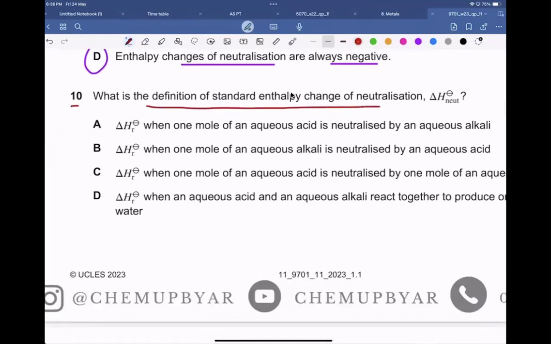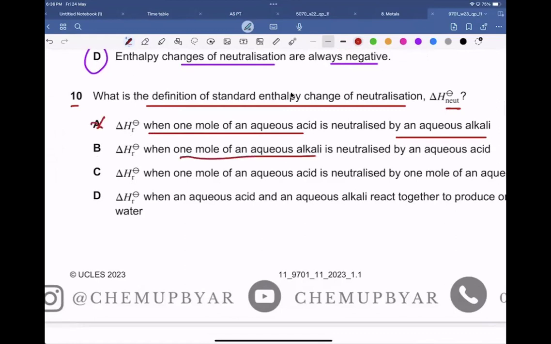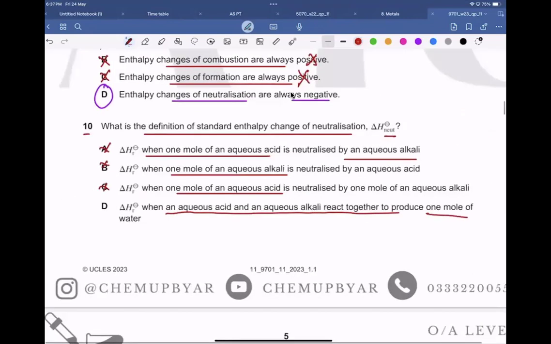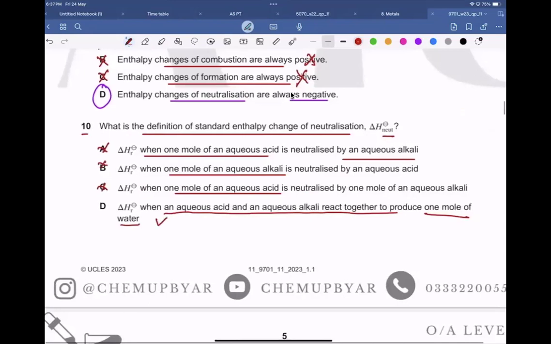What is the definition of standard enthalpy change of neutralization? Enthalpy when 1 mole of an aqueous acid is neutralized by an aqueous alkali. No. 1 mole of aqueous alkali is neutralized, not at all. 1 mole of an aqueous acid is neutralized, again, not at all. When an aqueous acid and aqueous alkali react together to produce 1 mole of water, yes, that is the definition. Very good, Fiza. So B is the correct answer for question number 10.